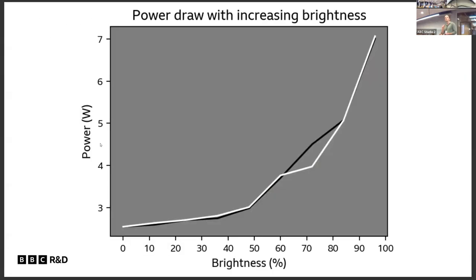But if you look at the power on the MacBook, this is just showing, as we've already seen, as the brightness goes up, the power goes up, and for this, because it's an LCD, it doesn't matter what color content you're showing on there. So white screen, dark screen, it's the same.